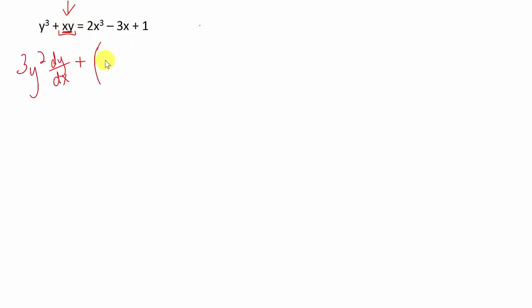So product rule is first times the derivative of the second, so the derivative of the y would be 1 dy/dx, plus the second, which is y. I didn't take the derivative there, so I don't need the dy/dx, times the derivative of the first, and the derivative of x is 1. So I could write 1 in front or not. And then I have the derivative of 2x cubed is 6x squared. The derivative of negative 3x is negative 3, and the derivative of 1 is 0.